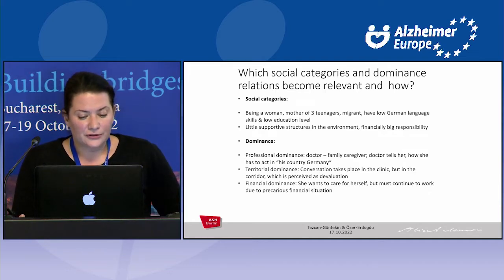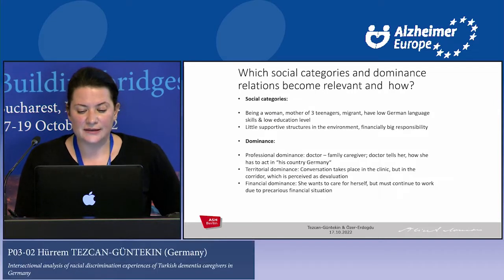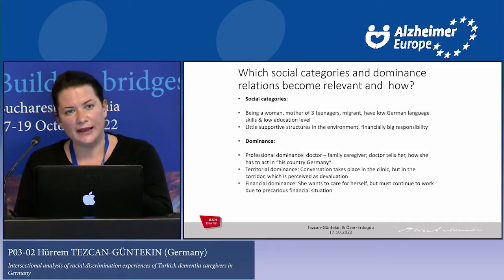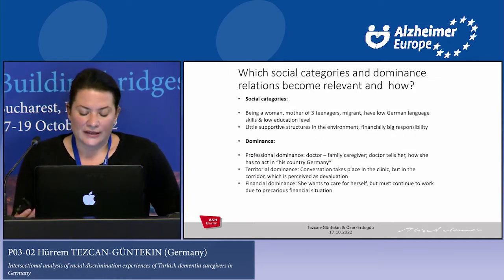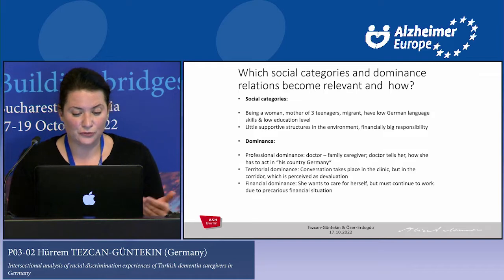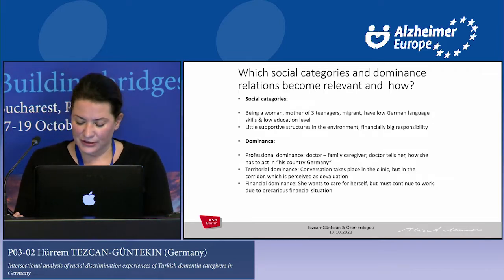The territorial dominance: the conversation takes place in the clinic, but in the corridor, which is perceived as a devaluation. And the doctor has chosen this place for talking to this family. It was the corridor, it wasn't a room. The financial dominance is that she wants to care for him herself, but must continue to work due to a precarious financial situation.